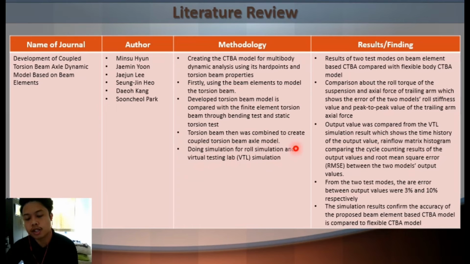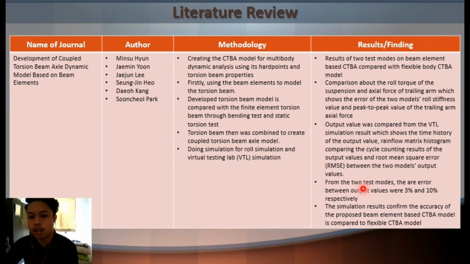and VTL simulation. So for the result, it is a comparison of the beam element based CTBA with the flexible body CTBA. For the roll simulation, it shows the two models' roll stiffness value and the trailing arm action force. And for the VTL simulation, it only shows the time history, the rainflow matrix histogram, which is compared to the cycle counting result, and then the root mean square between the two models.